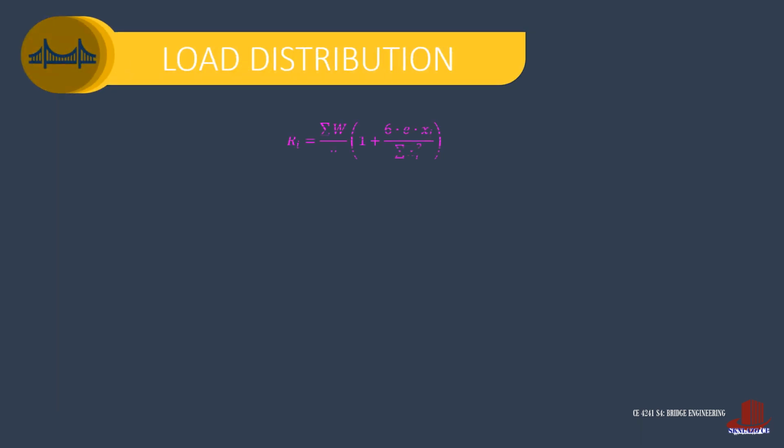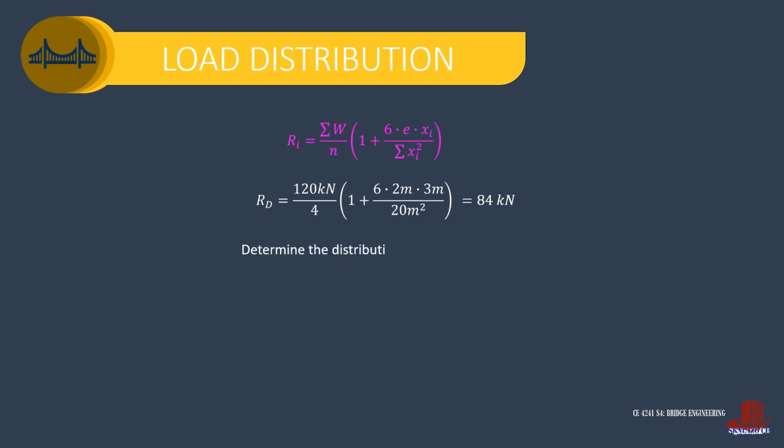Completing all the parameters, we compute the reaction at girder D as 120 kilonewtons over 4 multiplied by 1 plus 6 times 2 meters times 3 meters all over 20 square meters. This gives 84 kilonewtons. This means that from the total load of 120 kilonewtons, girder D carries 84 kilonewtons.